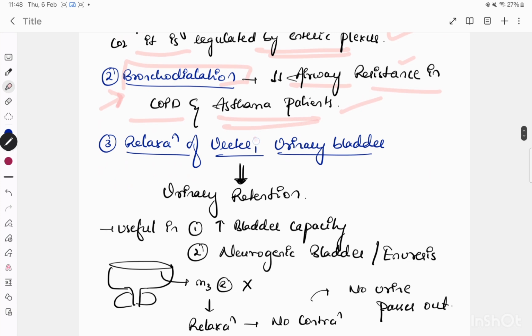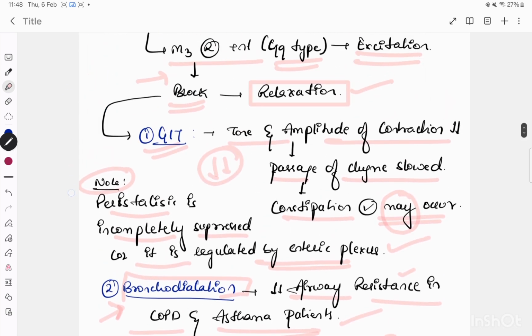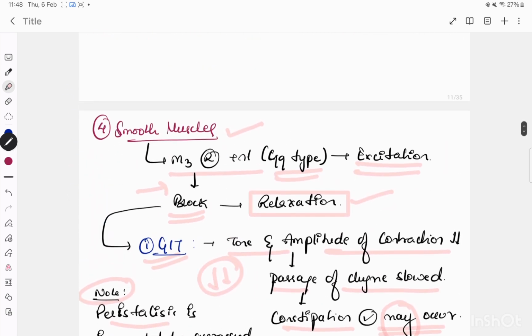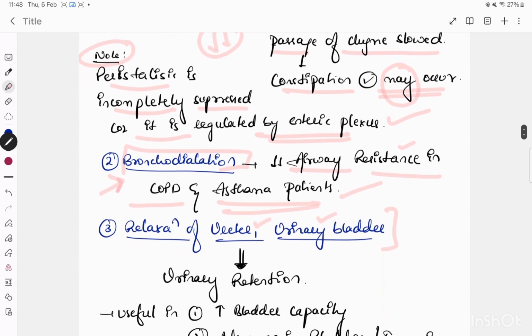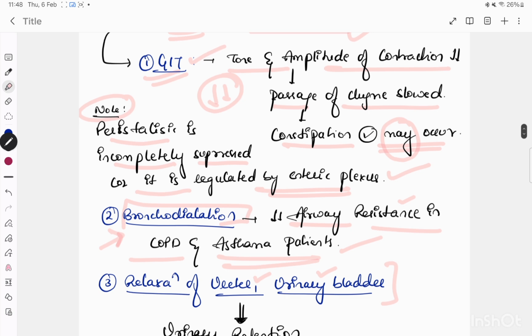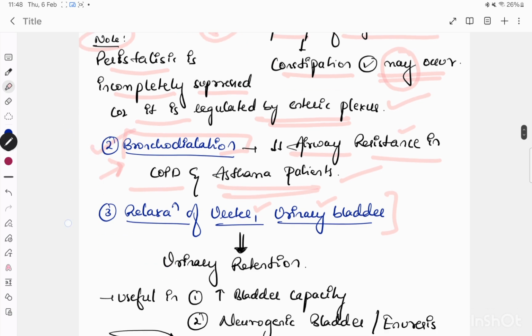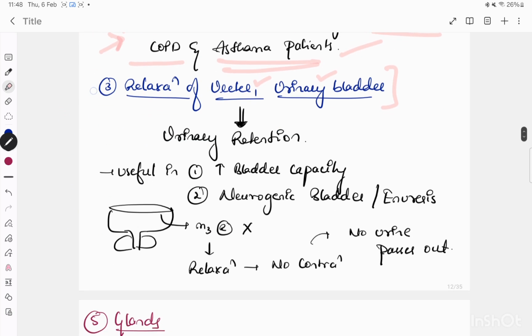Next, what happens? There is relaxation of the ureter as well as the urinary bladder. Why is this happening? Can you tell? The same thing. It is acting on smooth muscles, and on smooth muscles we already knew the M3 receptor is present, which used to do excitation, but now because we are blocking it, relaxation of all the smooth muscles is taking place. We looked at it in the GIT. We saw bronchodilation taking place. Now we are looking at relaxation of the ureter and urinary bladder. Therefore, urinary retention will happen.